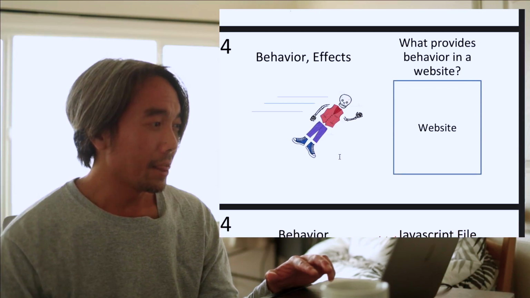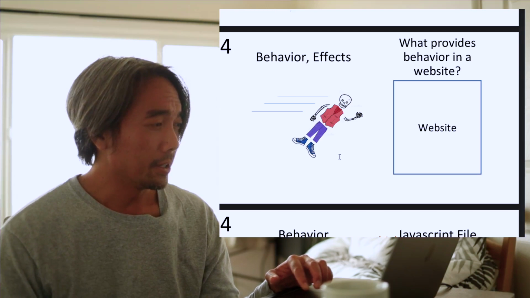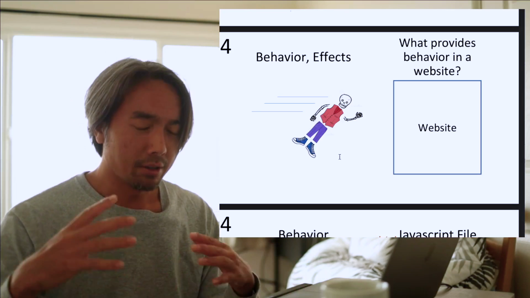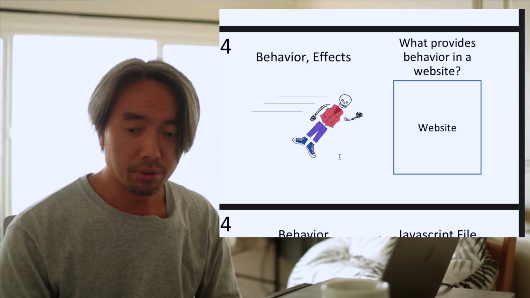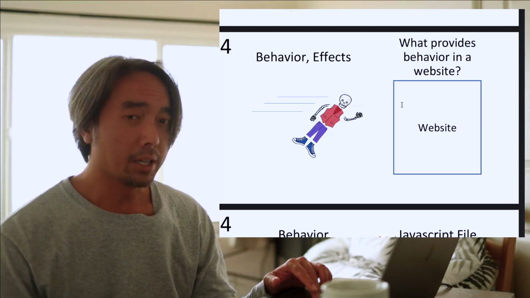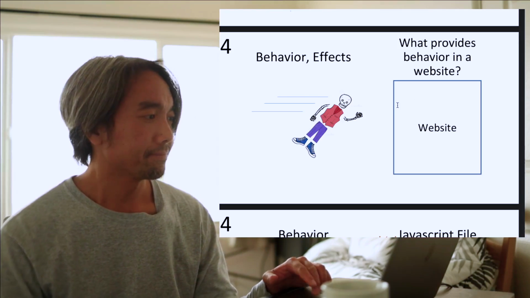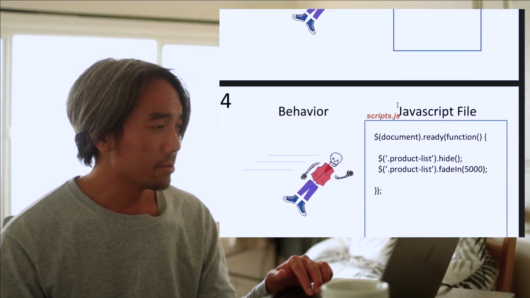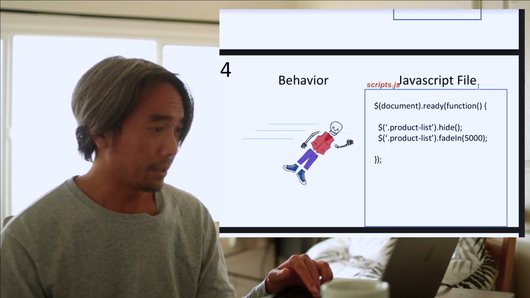Okay, and lastly, if you recall from the analogy earlier, the last layer of a human being is their behavior. How do they talk? How do they move? How do they walk? So then what provides the layer of behavior for a website? And the answer to that is JavaScript, the JavaScript file.